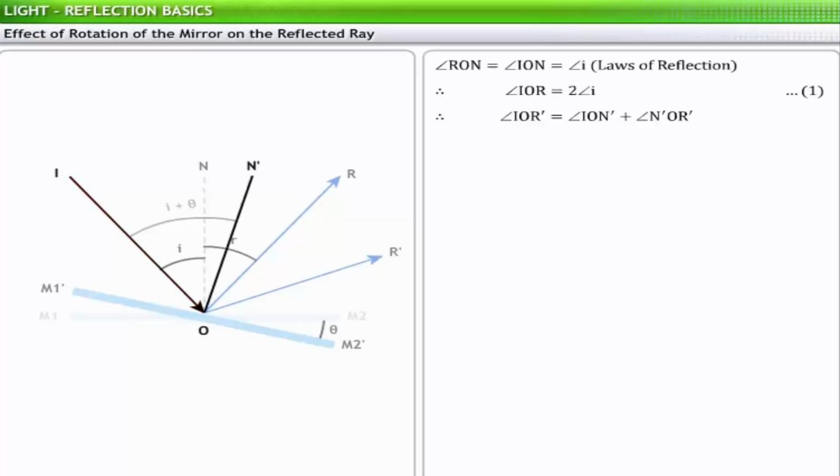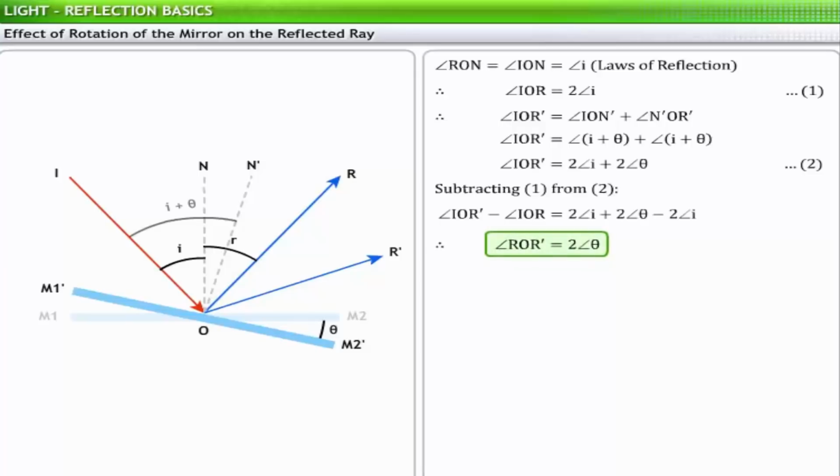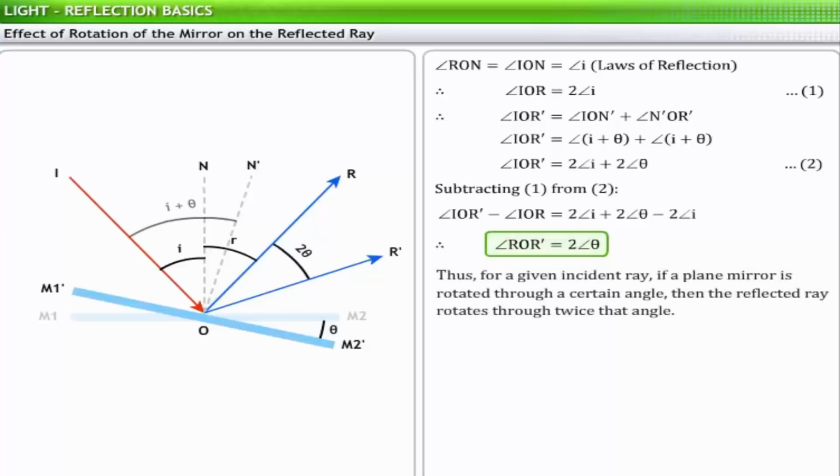Substituting ION' and N'OR' in terms of I and theta, you get angle IOR' is equal to 2I plus 2 theta. Subtracting equation 1 from equation 2, we get angle IOR' minus angle IOR is equal to 2I plus 2 theta minus 2I. Therefore, angle ROR' is equal to 2 theta. Thus, for a given incident ray, if the plane mirror is rotated through a certain angle, then the reflected ray rotates through twice that angle.